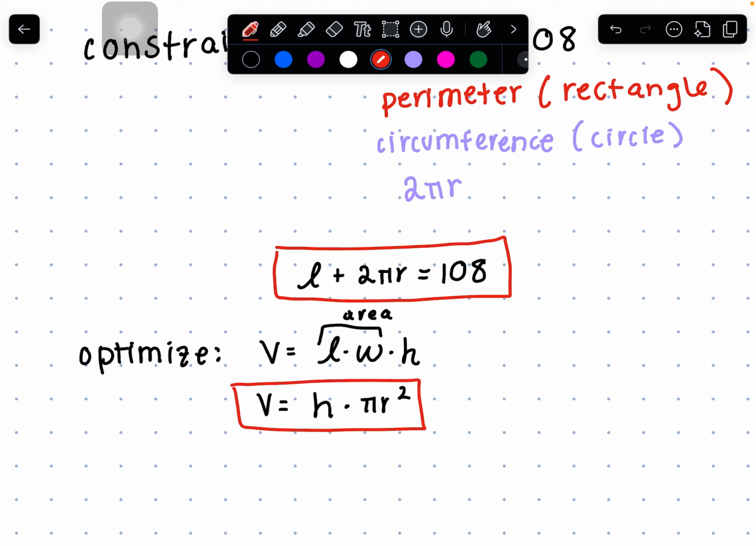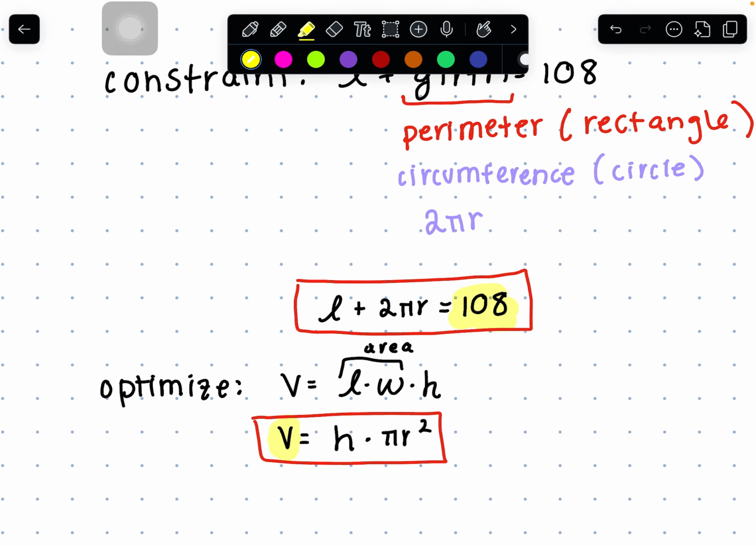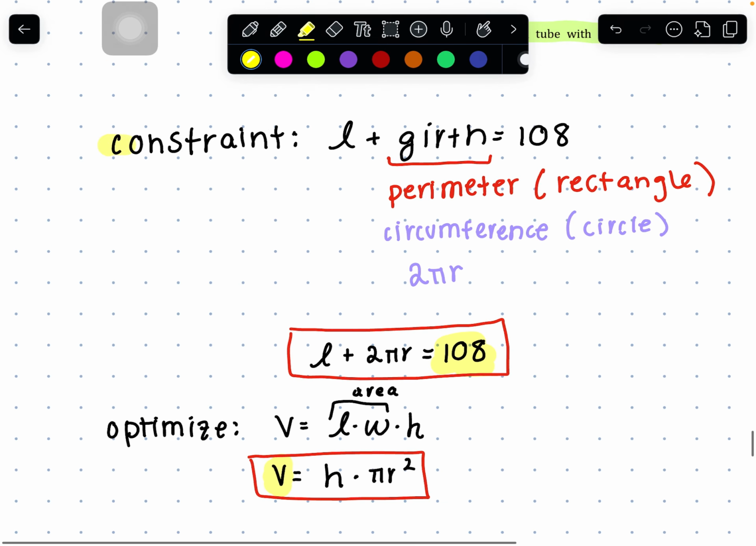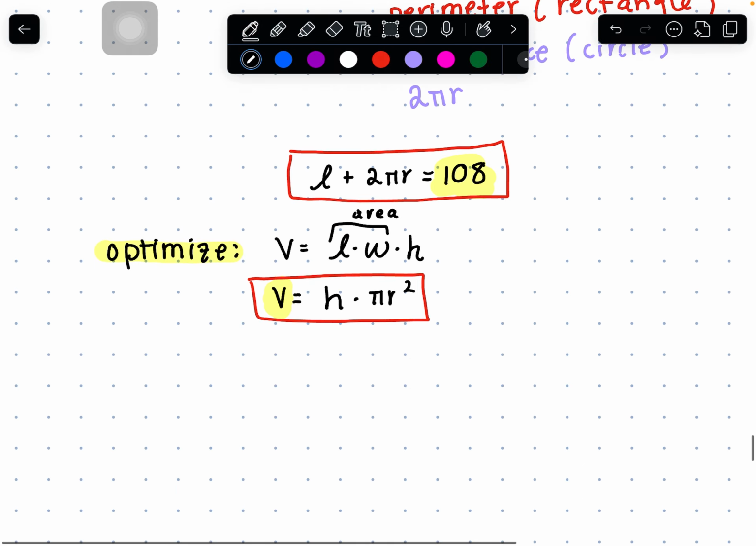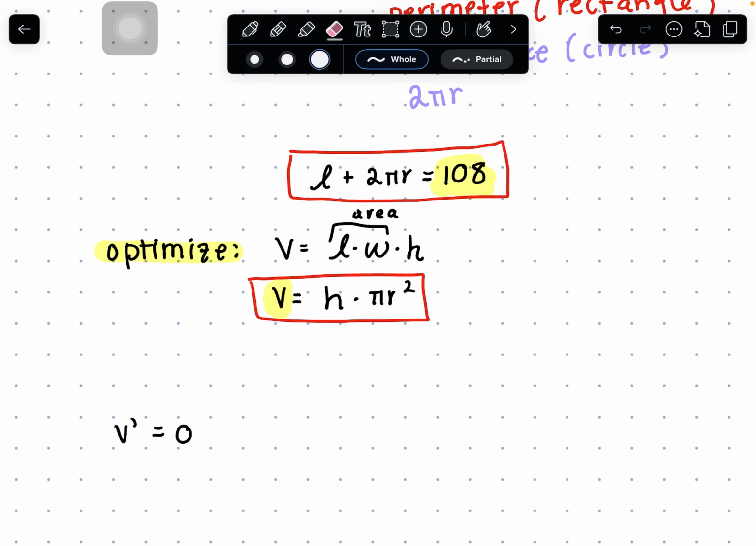All right, so now we have our two equations. Again, constraint is always equal to a number. This will always just be equal to a variable, because that's what we're trying to find the largest of. Once we have our two equations, our goal is to set v prime equal to 0, but we don't have v prime yet. So we need to take the derivative.